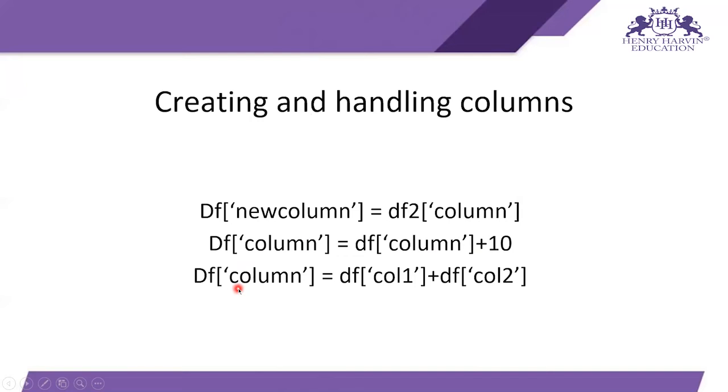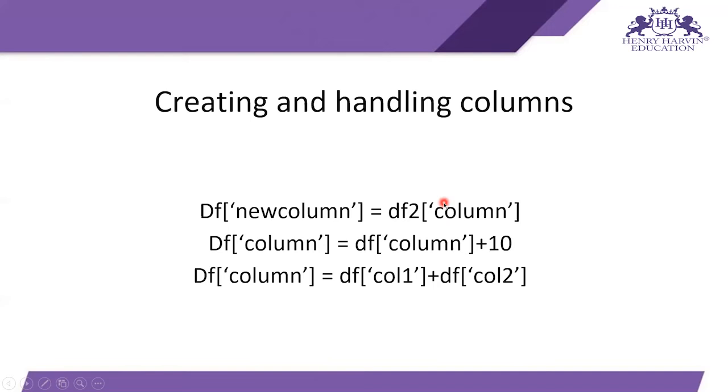And if you want to add two columns and save the result in a new column or an existing column, you can just type df in square brackets, the column name, equals df column 1 plus df column 2. By this you can update your columns. And that's all for pandas.